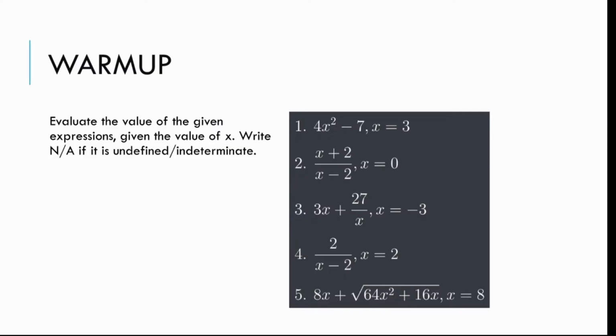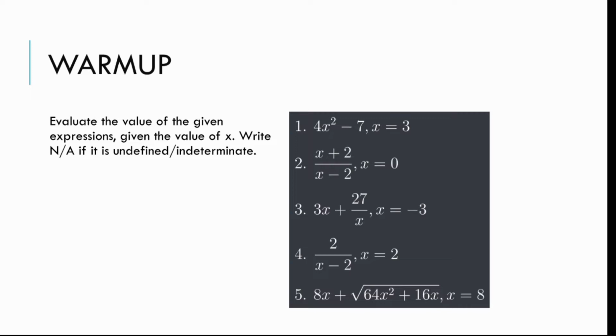For the warm-up exercises, we are to find the values of a given function at a certain value. Number 1, 4x squared minus 7 when x is equal to 3; x plus 2 all over x minus 2 when x is equal to 0; 3x plus 27 over x when x is equal to negative 3; 2 all over x minus 2 when x is equal to 2; and 8x plus the square root of 64x squared plus 16x when x is equal to 8.